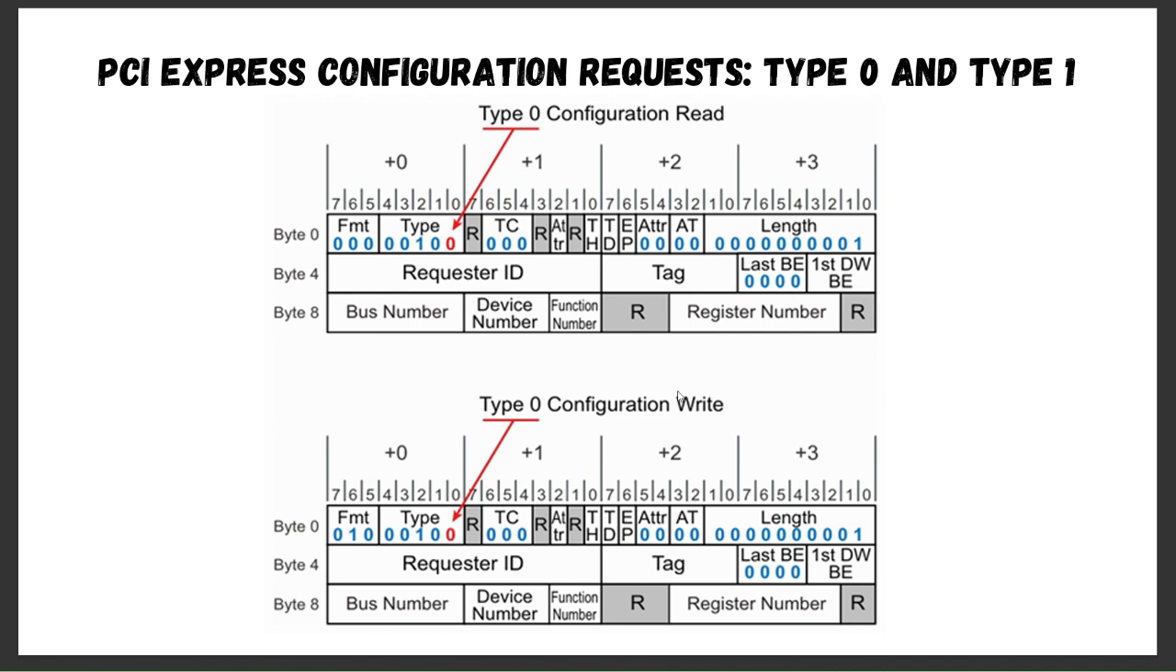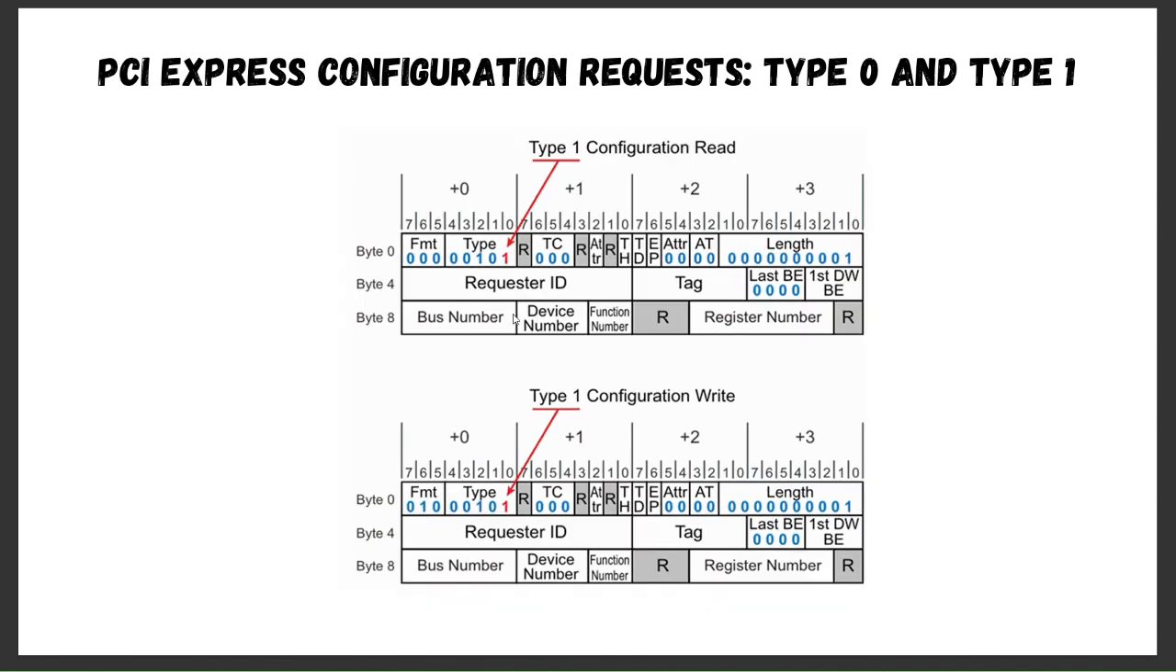Now let us understand the type 1 configuration request. A type 1 configuration request is used when the target bus number does not match the secondary bus number of the bridge, but the target bus number is within the range specified by the bridge secondary bus number and the subordinate bus number. In this case, the packet is forwarded to the bridge secondary bus as a type 1 request.